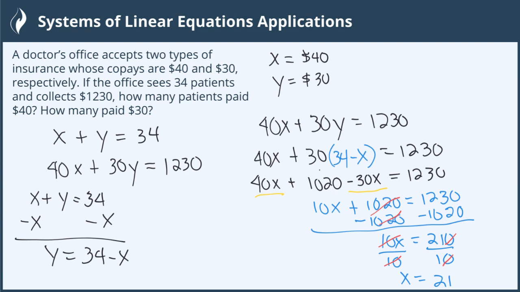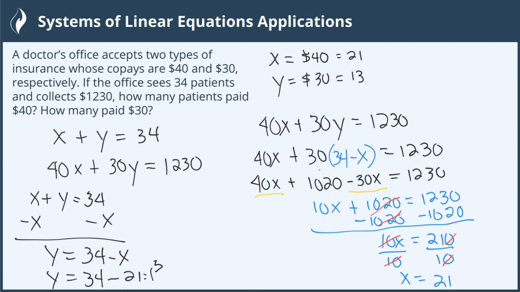Then I'm going to take that 21 and put it back into this equation. So we have Y equals 34 minus 21, because X equals 21, and that gives us 13. Now we have X equals 21 and Y equals 13.